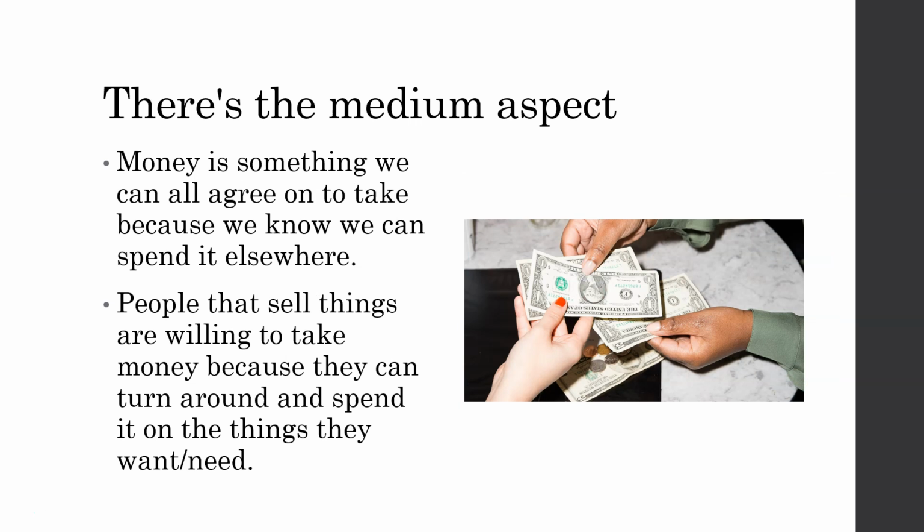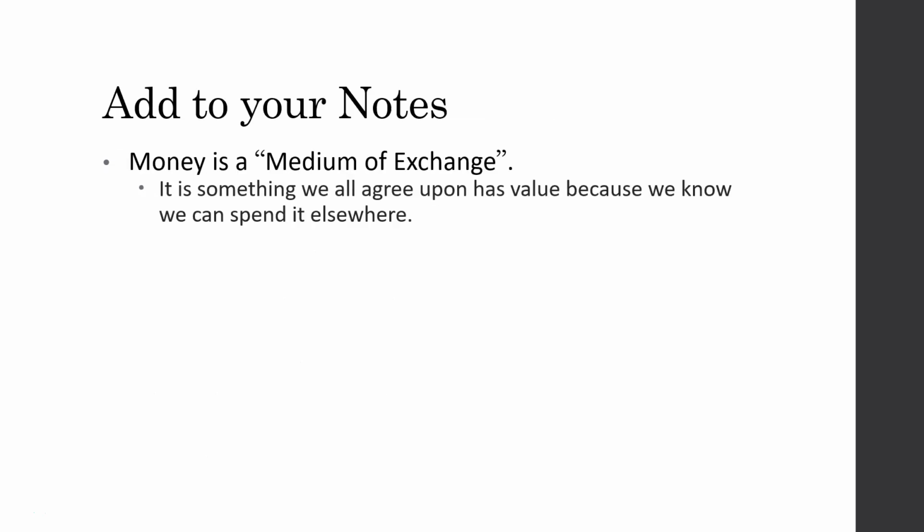Money is something we all agree that we'll be willing to take because we know we can spend it elsewhere and other people will also take it. People that sell things are willing to take money because they can ultimately turn around and spend it on the things that they ultimately want or need. There are your notes for the medium of exchange aspect.